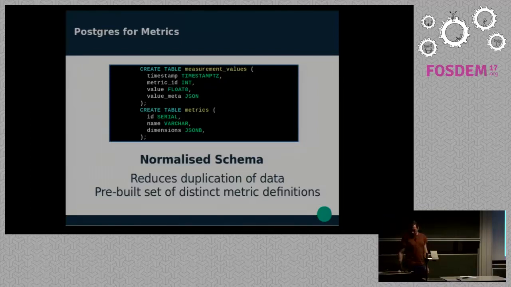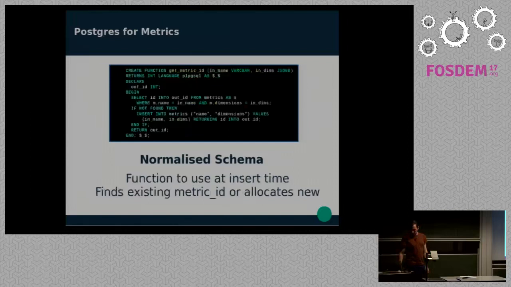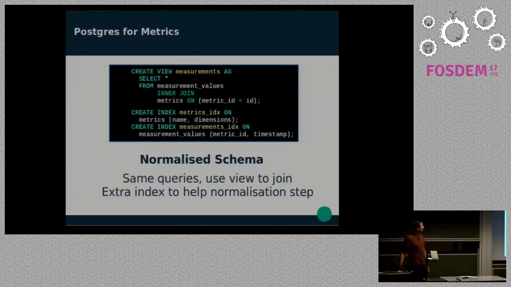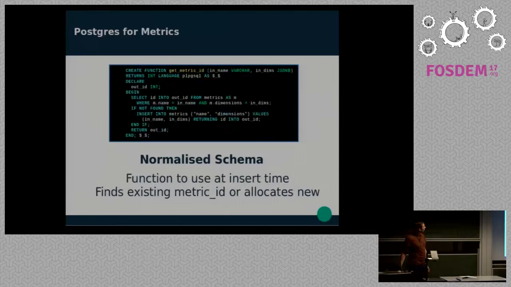It does mean we need to do a little bit of fiddling around when we insert the values. We find the ID of the metric, and then we tag the measurements with that value. I don't expect you to read that now, but it's the rough thing you have to do. Not too tricky.